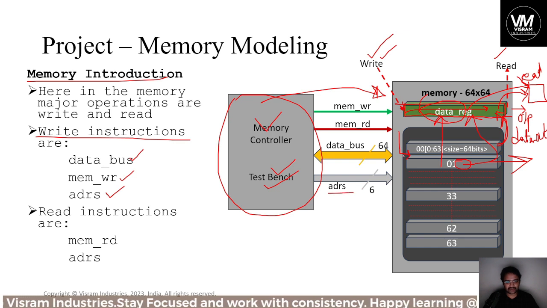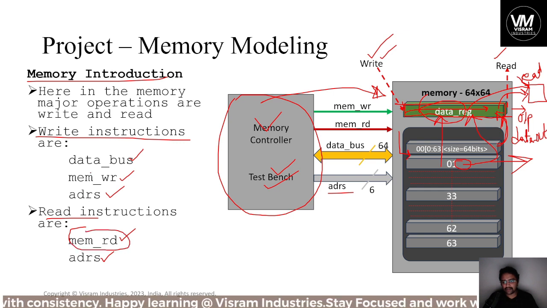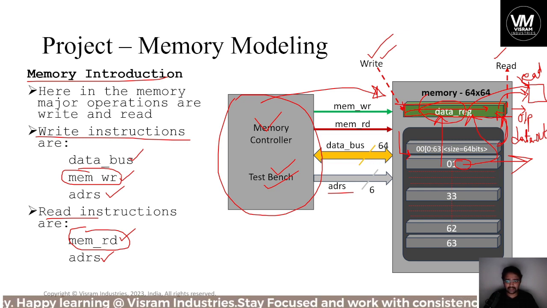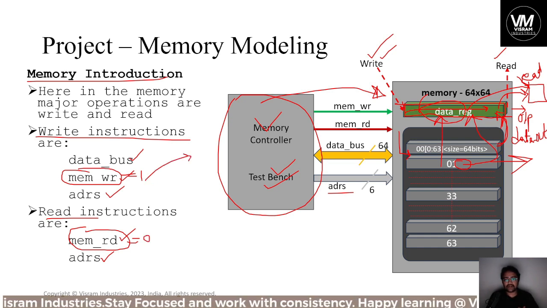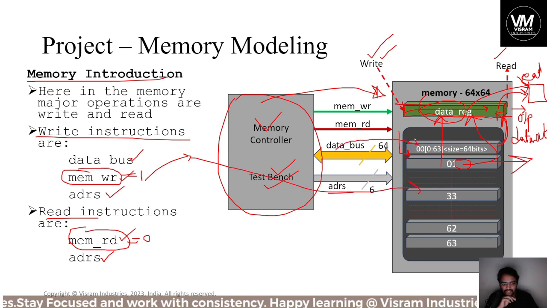For however many address locations we have, we can represent that many locations. And for the read instructions, memory read and address are the commands. So memory_read and memory_write are the actual commands, where if write is equal to 1 and read is equal to 0 at a particular time, you can only write onto the memory. So the data from the data bus goes into the memory to one of the specific locations.